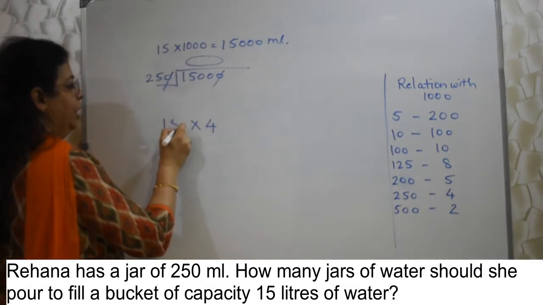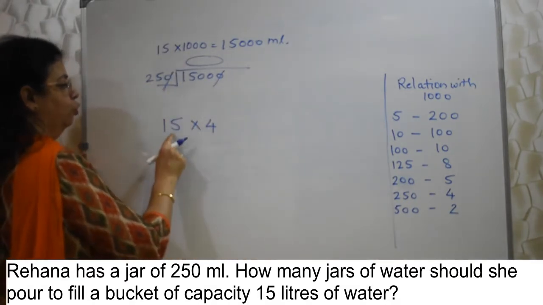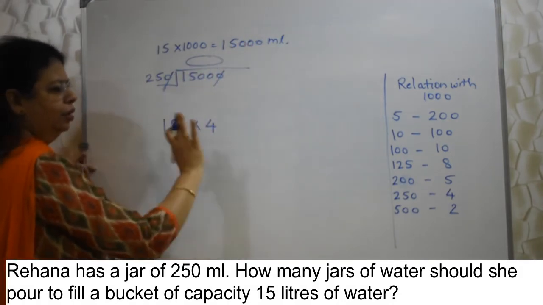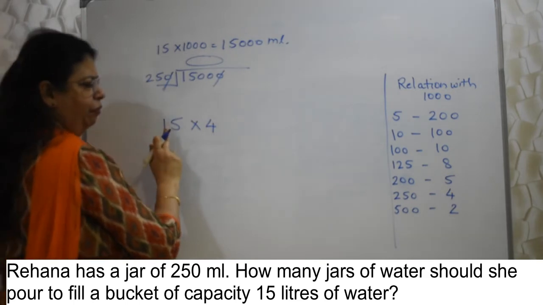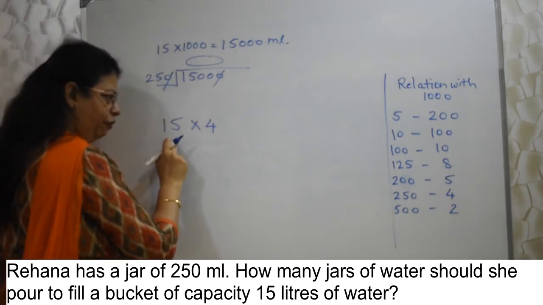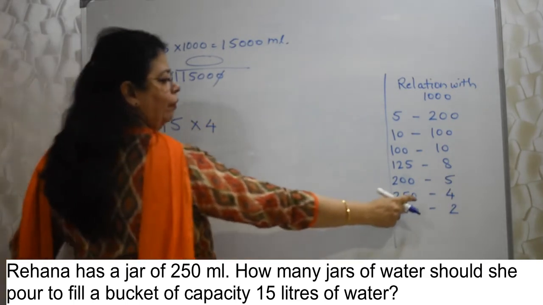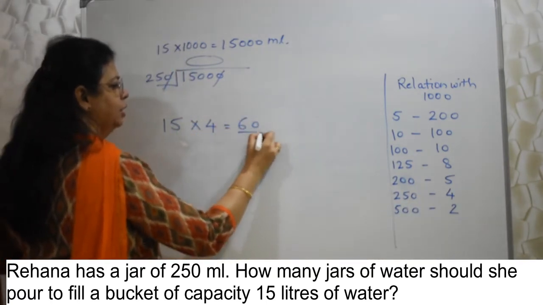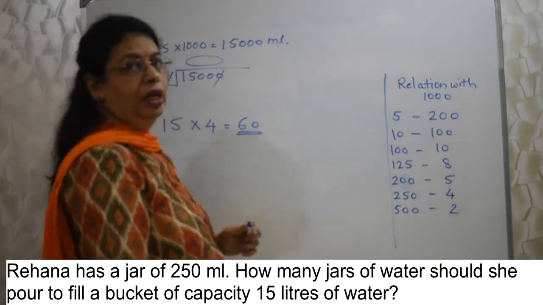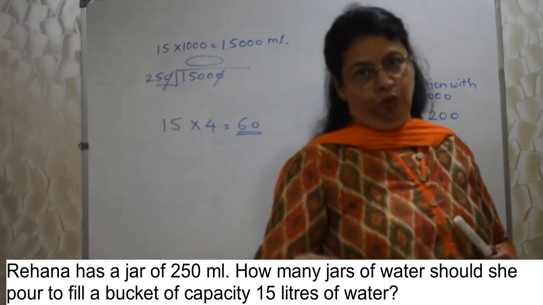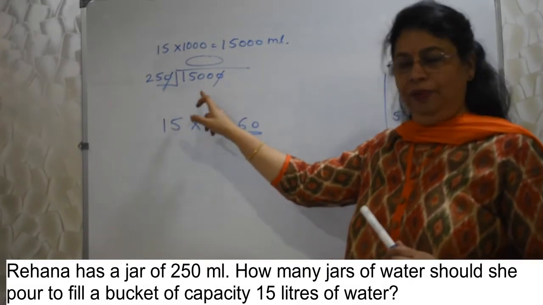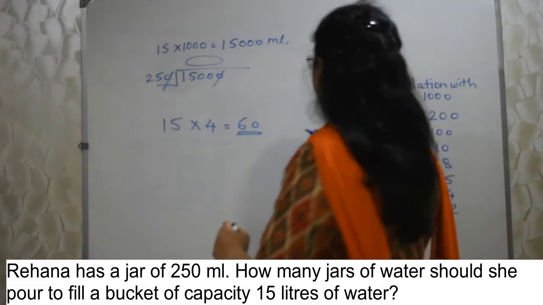And it is a 15 liter bucket. So 15, no need of conversion to ml, nothing, whatever number is given, 15 liter bucket. So I have taken 15 into whatever is the relation of this 250, that is 4. Answer is 60. 60 times she will have to pour 250 ml. We will do this and see whether we are getting 60.